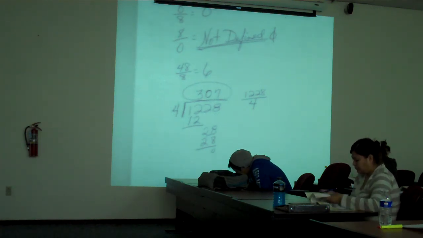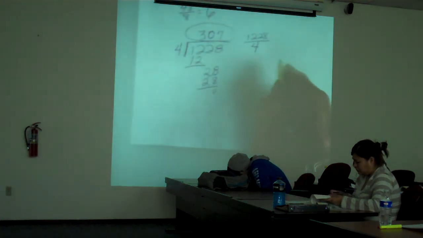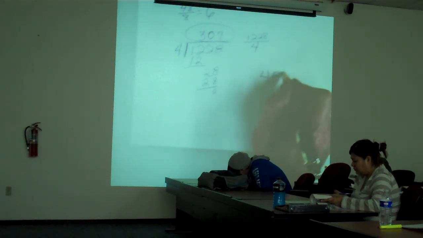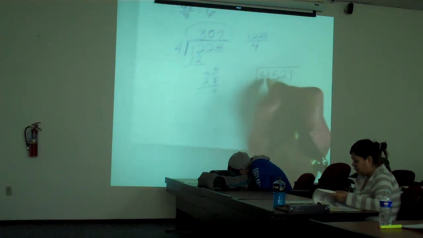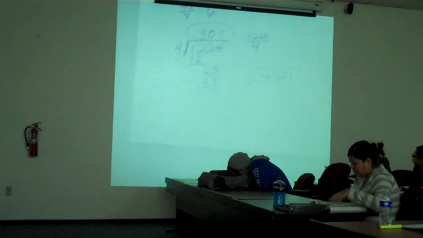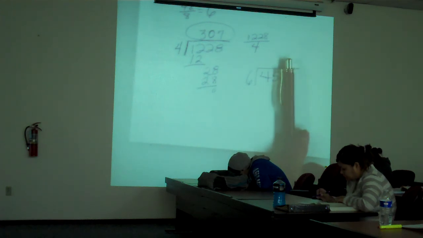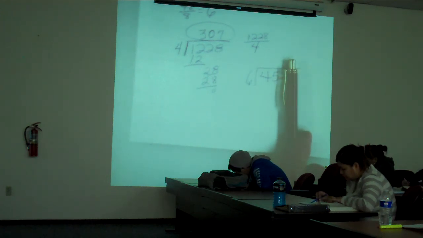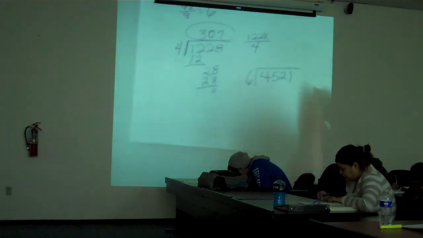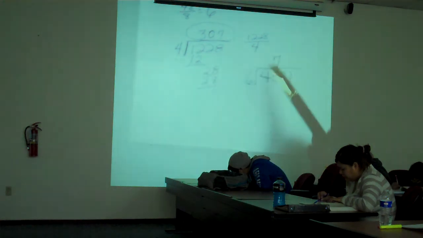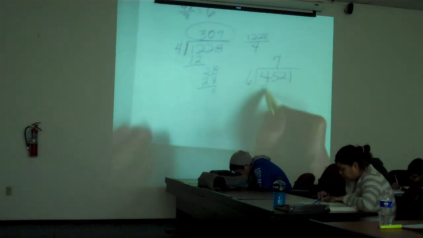Okay, then number 19 says 4, 5, 2, 1 divided by 6. Will 6 go into 4? No. Okay. 45? Yes. How many times? Let's see, 6 times 8 is 48. 8's too much. What's 6 times 7? 42, so 7. 7 times 6 is 42.